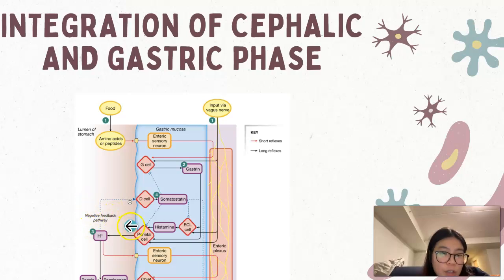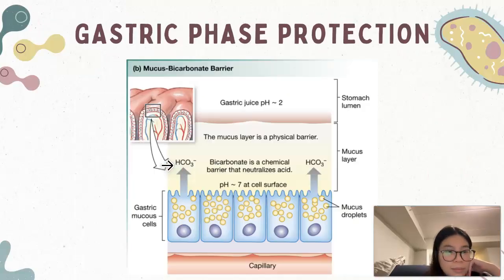So yeah, this is a good regulatory way to make sure that the pH of the stomach remains at an optimal level that makes sense. Fun fact: the pH of the stomach is 2.0.